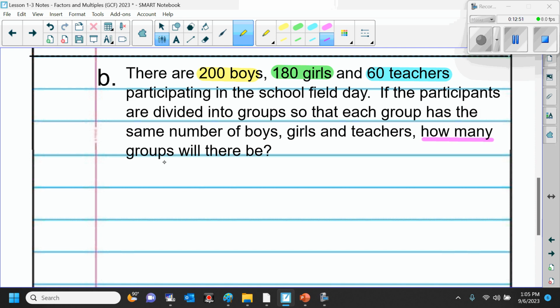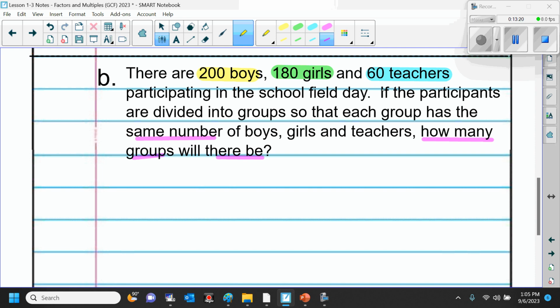Right. How many groups will there be? And we want the same number of boys, same number of girls, same number of teachers. Is everybody with me? Okay. So, when it says same number, you guys, that's a clue that tells us we're looking for the greatest common factor. Is everybody clear? Because we're talking about the same, right? Same, common. Everybody clear? All right.